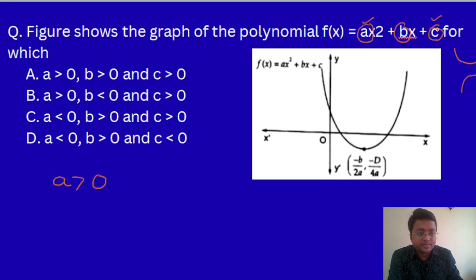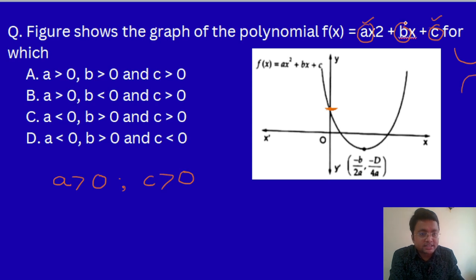Now we come to the C. See here, how you will identify whether C is positive or negative. You can see this graph cuts the y-axis at this point, and this point is above the origin, right? So C will be positive. I hope it is clear to you. C is positive. Why? Because this curve cuts the y-axis at this point, and this point is above the origin. So C will be positive.